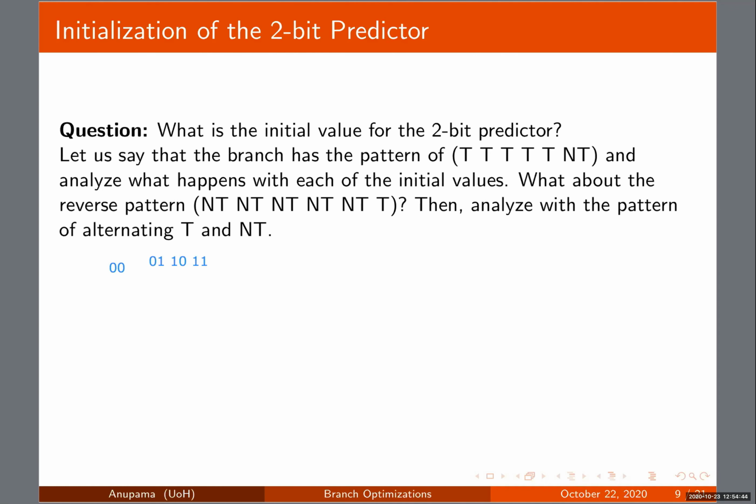What about if you have alternating T and NT? What happens with 0, 0? What happens with 0, 1? Can you tell me? So take about 6 T and NT pattern and tell me how many mispredictions will be there if you start with 0, 0. How many mispredictions if you start with 0, 1?